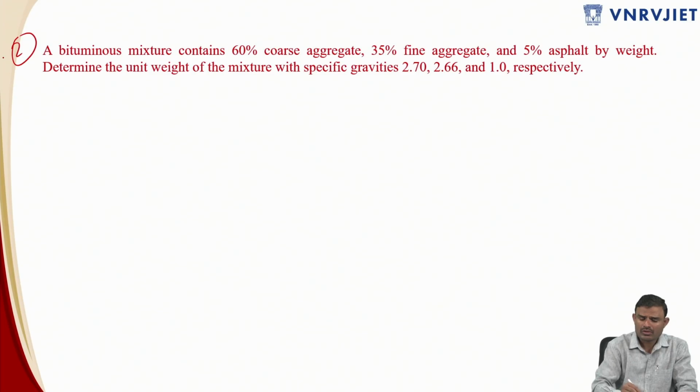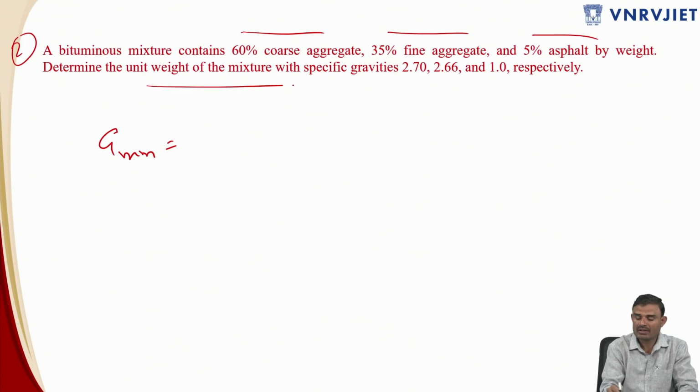Question number 2. A bituminous mixture contains 60% coarse aggregate, 35% fine aggregate, and 5% asphalt by weight. In this condition, you have to calculate GMM. So that is what they are asking. Determine the unit weight of the mixture with specific gravities. So here, if they have given specific gravities individually, it is nothing but they are asking us to calculate the theoretical specific gravity. So theoretical specific gravity can also be calculated with these values that have been given.